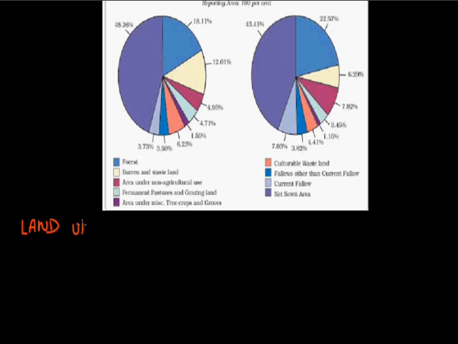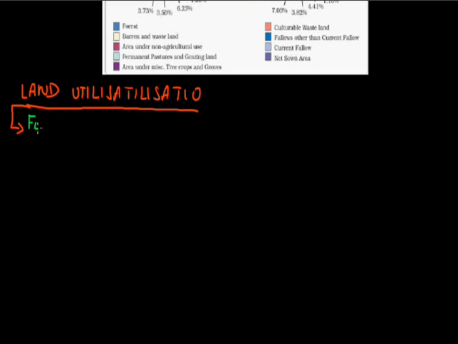Land utilization, as shown in this diagram also, means how the land is used. If we see how the land is used, then the land is basically used in this manner in any part of the world or country. The land which is covered with forest in India is 22.57% according to the manual survey done in the year 2004.